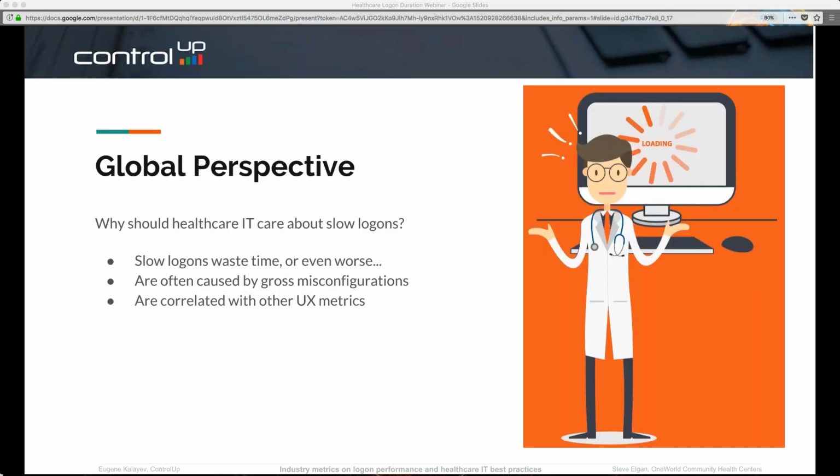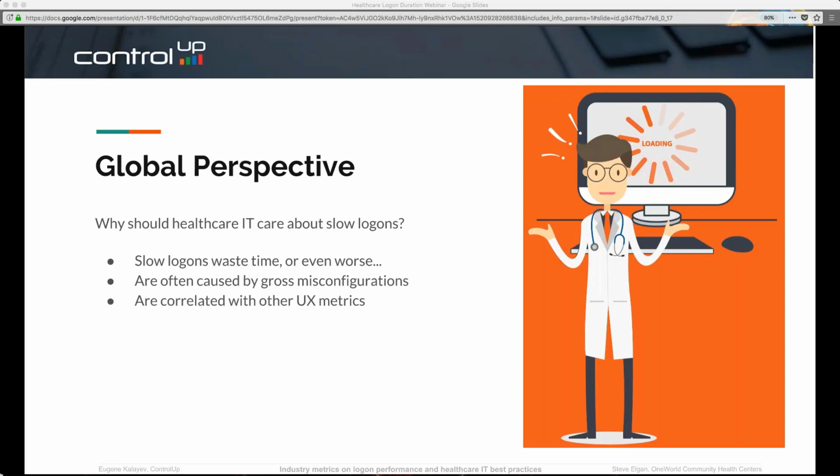So first of all, why should we care about slow logons? And I'm talking about healthcare IT, and we're going to give a lot of examples that are relevant for healthcare IT, but obviously this is relevant for other industries as well.